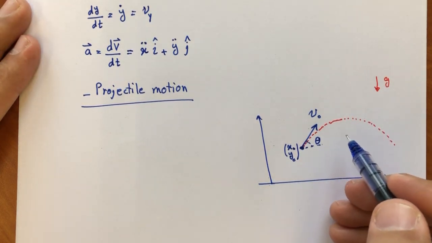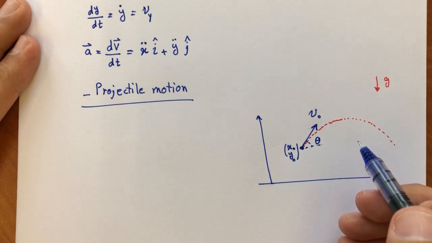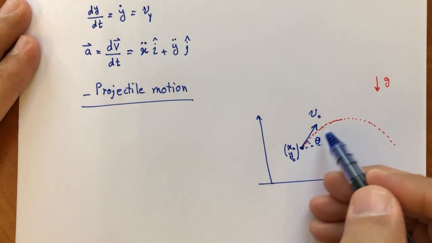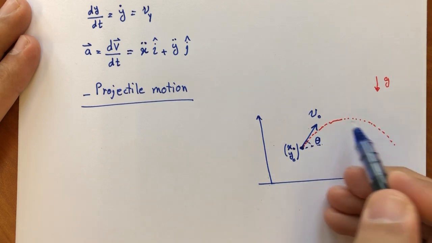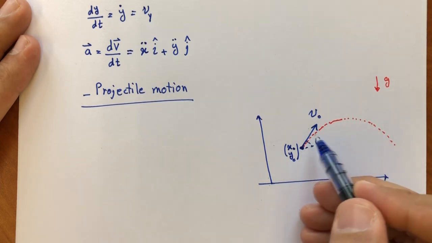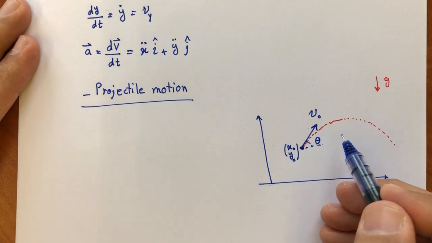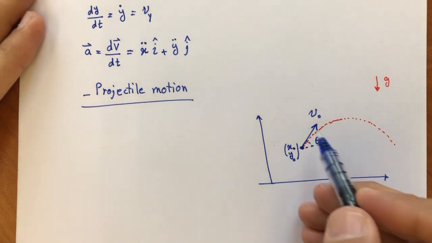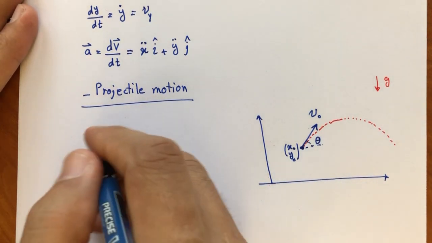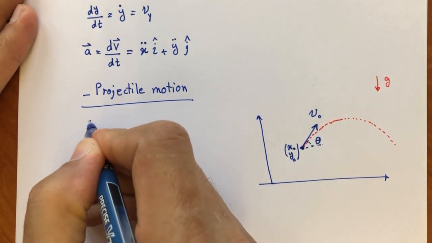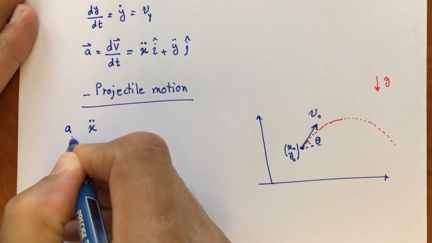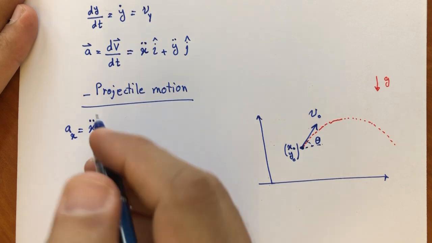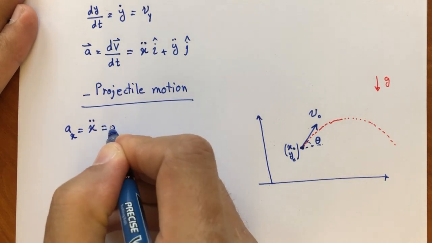If we consider the friction force, the drag force from the air, to be negligible, when this particle is moving on this trajectory, there is no force in the x direction. And because there is no force in x direction based on Newton's equation, there is not going to be any acceleration in the x direction. So for projectile motion, x double dot, or we can show it with ax, ax means acceleration in the x direction, is equal to 0.